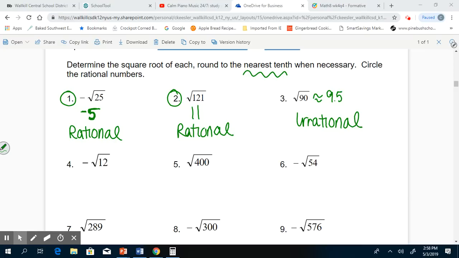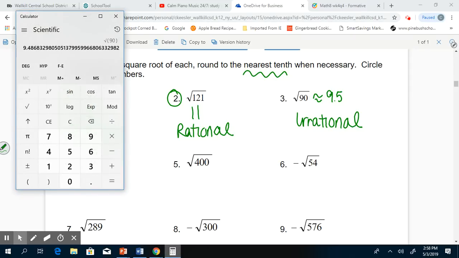Okay, I'm going to do 2 more with you, and then you're going to be on your own for 6, 7, 8, and 9. So for number 4, we have the negative square root of 12. Think about square root of 12. Is there a number times itself that makes 12? I personally can't think of one. It's a small number, so I should be able to get it off the top of my head. So we're going to do 12 square root.